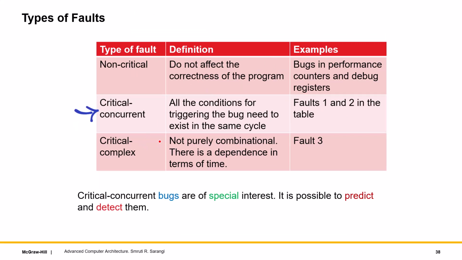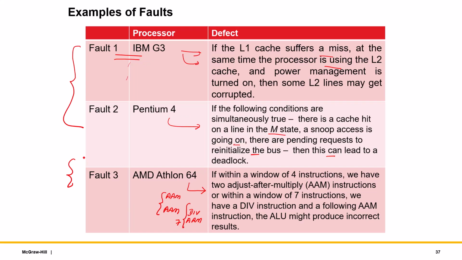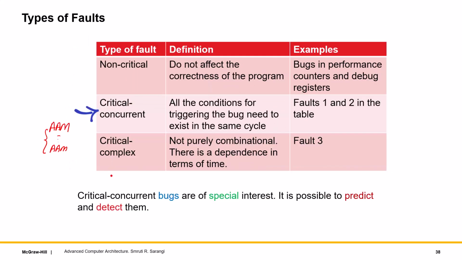The other is critical complex, where you have a sequential relationship: I have one AAM instruction, and within four instructions, another AAM instruction has to be there, right? So here there is a sequentiality. So this is critical complex. And the example would be the last fault, fault 3. So for us, critical complex bugs are difficult to detect because to detect them, you need a state machine. The non-critical ones, we don't care. So the critical concurrent ones is what a lot of people have focused on. How do you predict and detect?